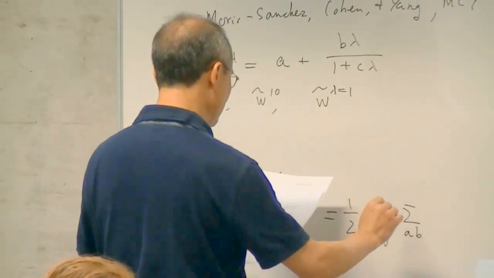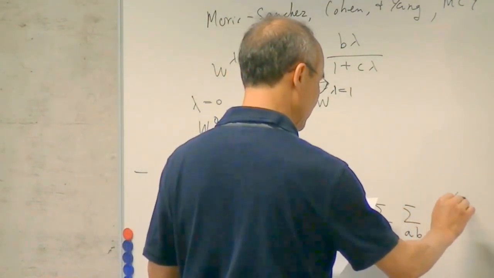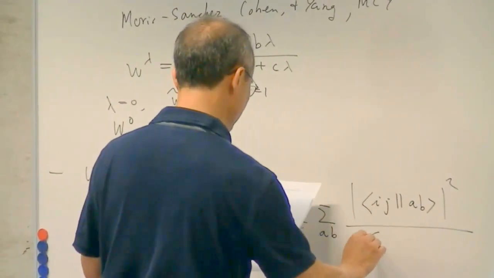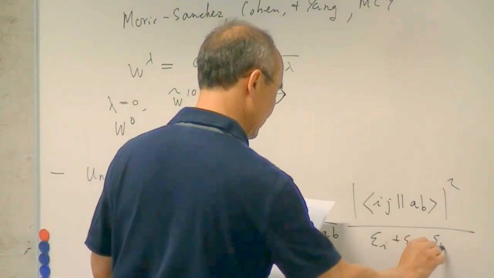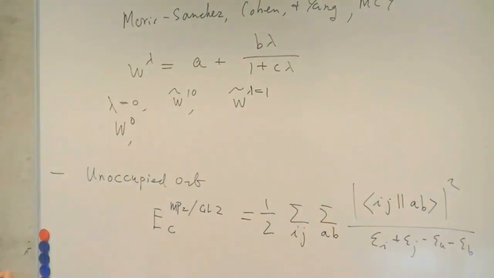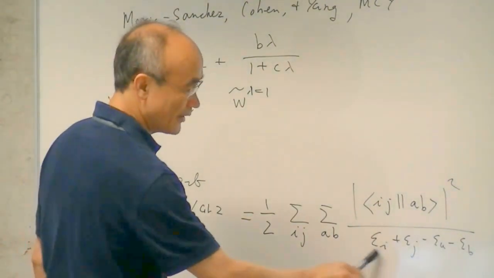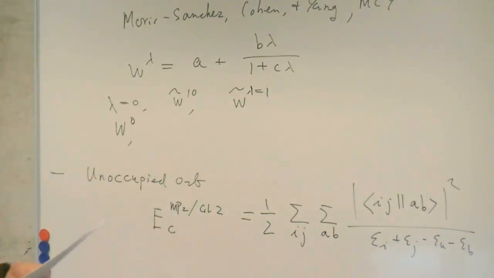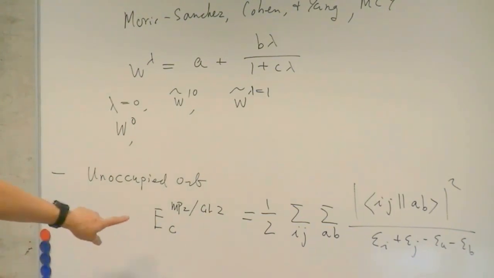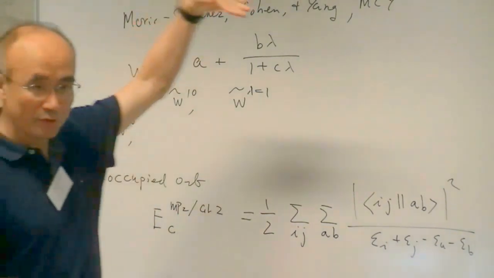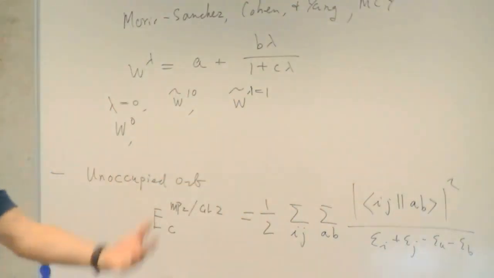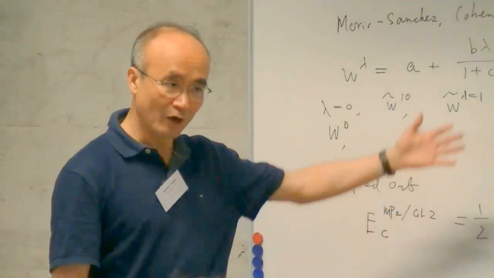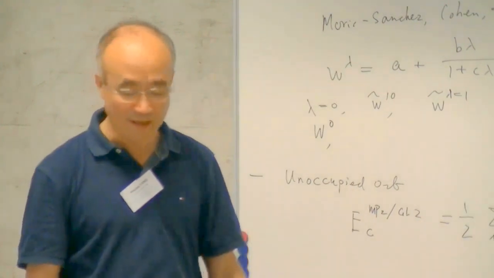So I and J are occupied orbitals, A and B are unoccupied orbitals. There are the orbital energies, and a two-electron integral, the Coulomb exchange. So this is an ingredient because this is the slope of the second order. Naturally, one can include this type of dependence on unoccupied orbitals to construct functionals. It will lead to better accuracy.